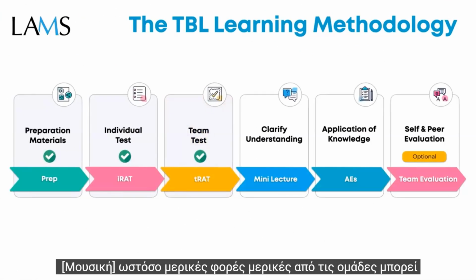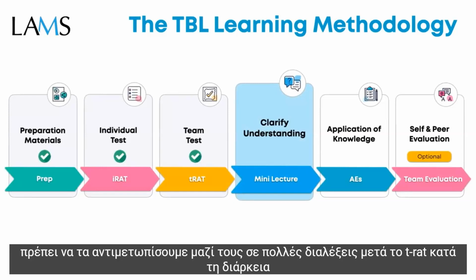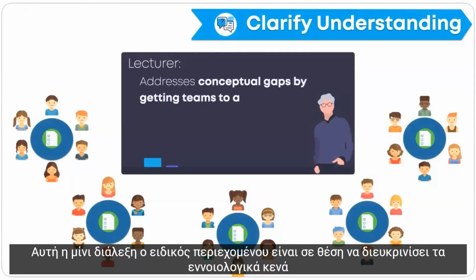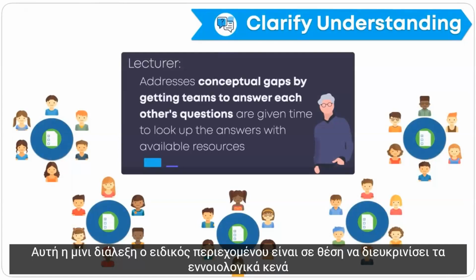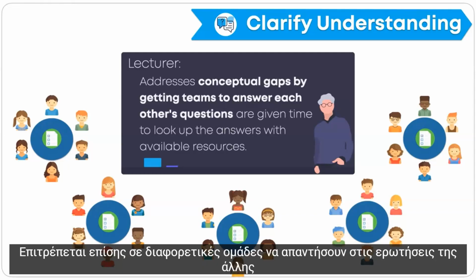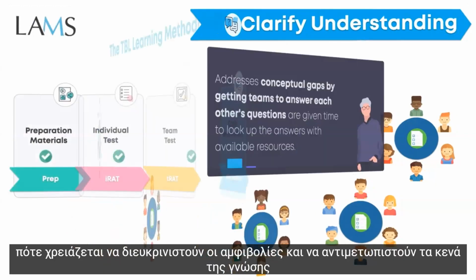However, at times, some of the teams might have knowledge gaps, and lecturers or content experts may need to address these with them in a mini lecture after the TRAT. During this mini lecture, the content expert is able to clarify the conceptual gaps and also answer students' burning questions about the subject matter. Different teams are also allowed to answer each other's questions, with the lecturer only facilitating the discussion and intervening when need be.